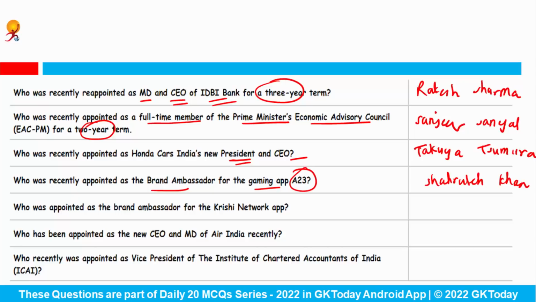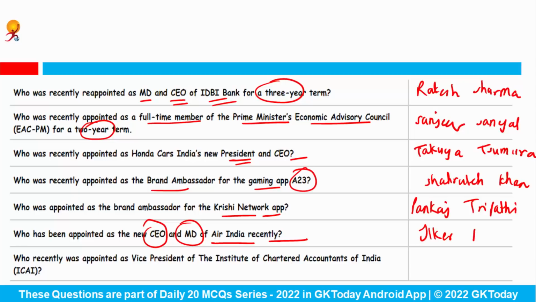Next is, who was appointed as the brand ambassador for the Krishi Network application? This is Mr. Pankaj Tripathi. The next is, who has been appointed as the new CEO and MD of Air India recently? It is Mr. Ilker Ayci. And last question says, who recently was appointed as the Vice President of the Institute of Chartered Accountants of India? The answer is Mr. Aniket Sunil Talati.